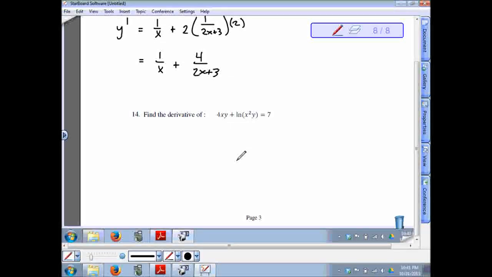Okay, question 14, we need to find the derivative using implicit differentiation because this is an equation defined in terms of x and y on the same side. So there's a product here and we can expand this logarithm here. We rewrite this.